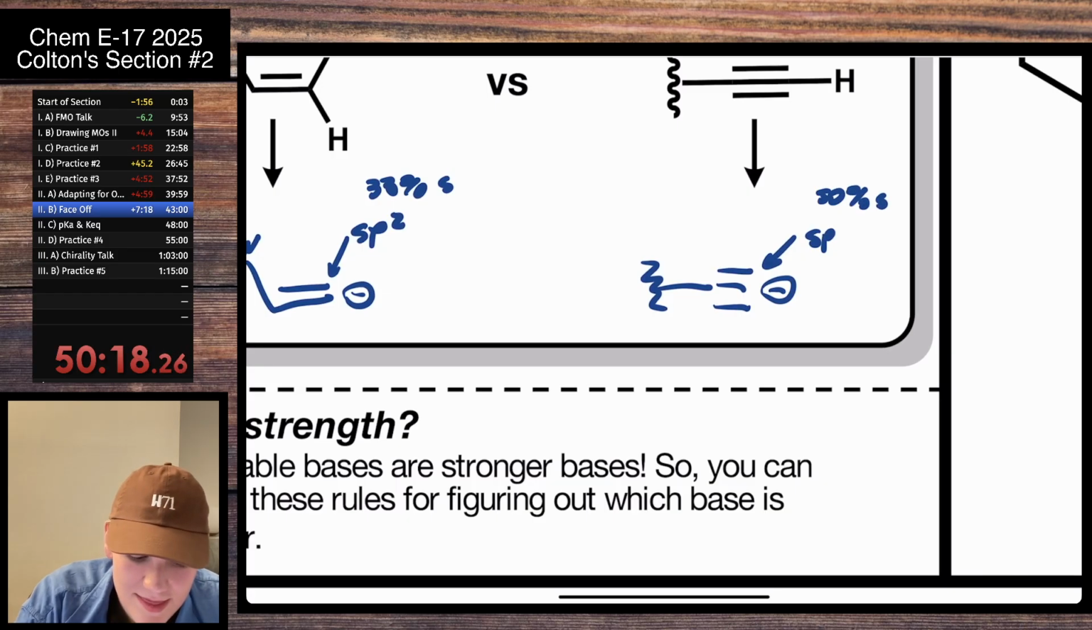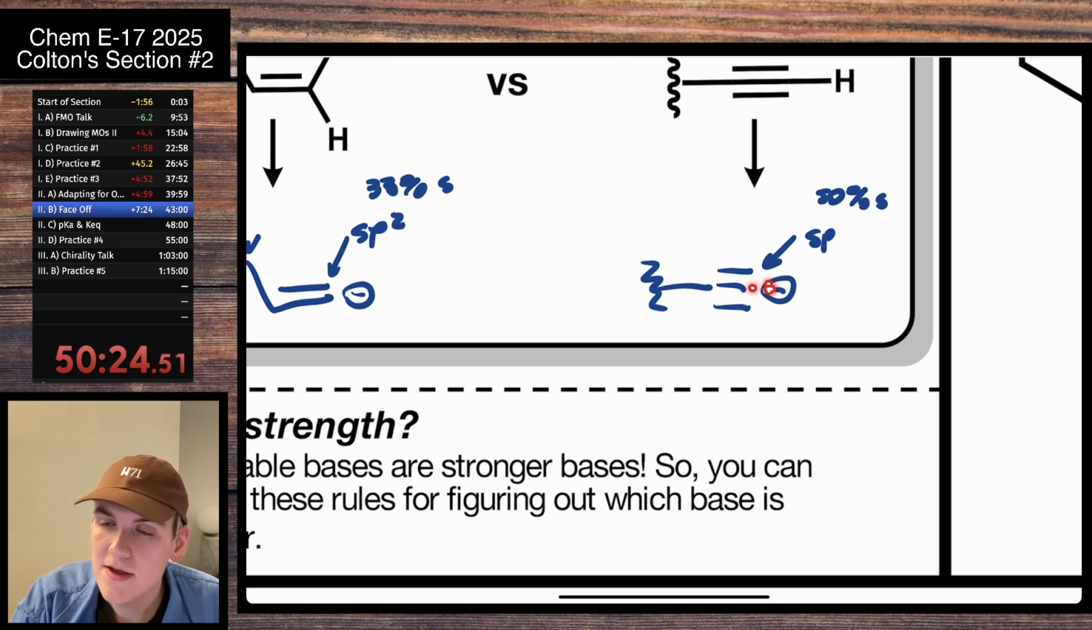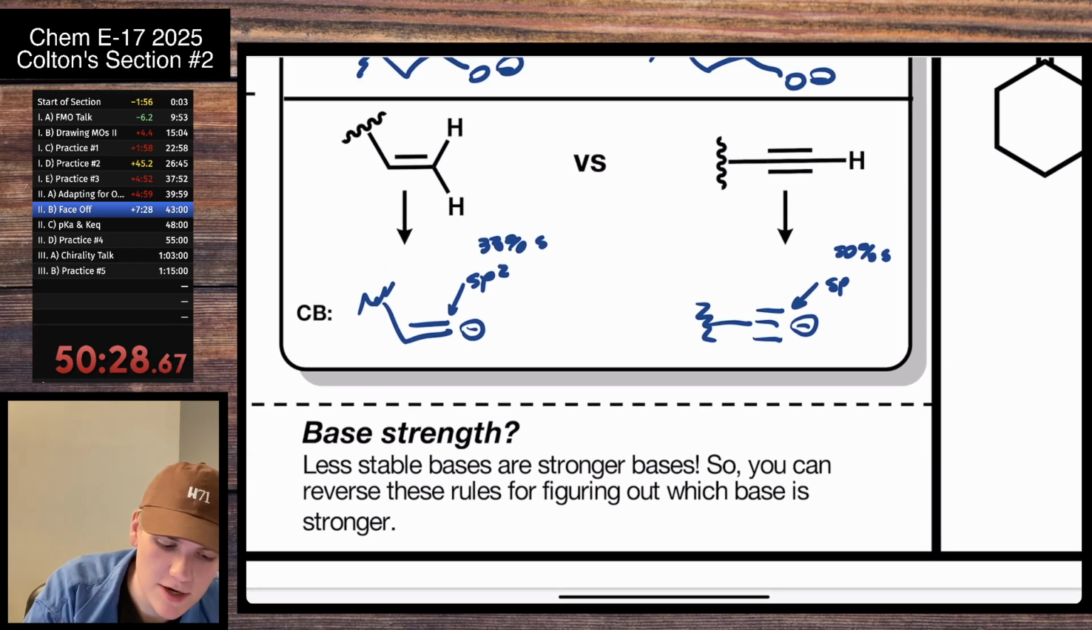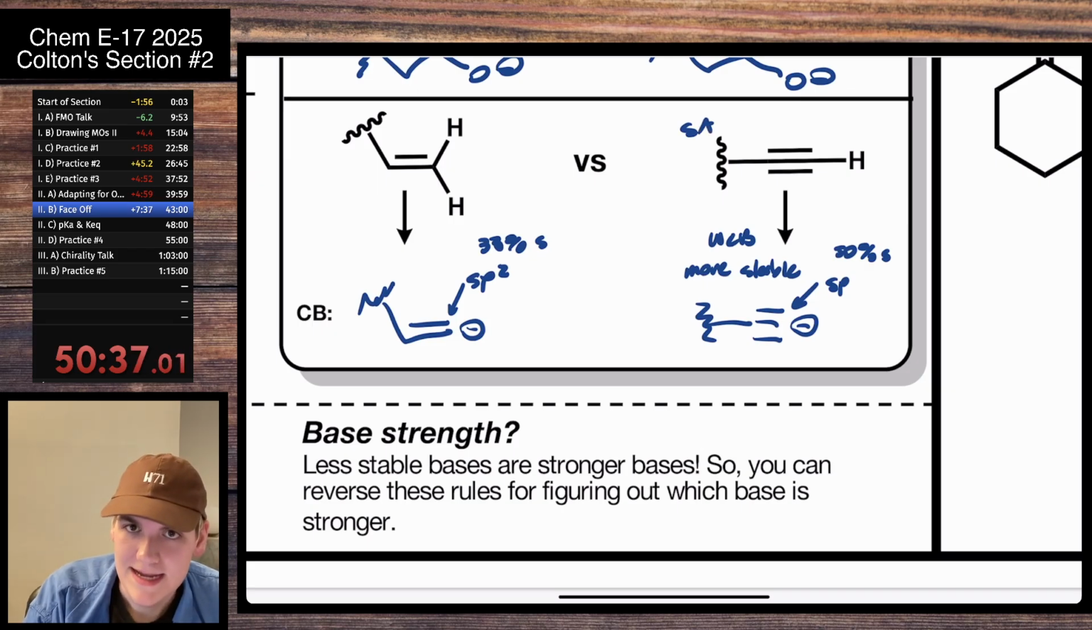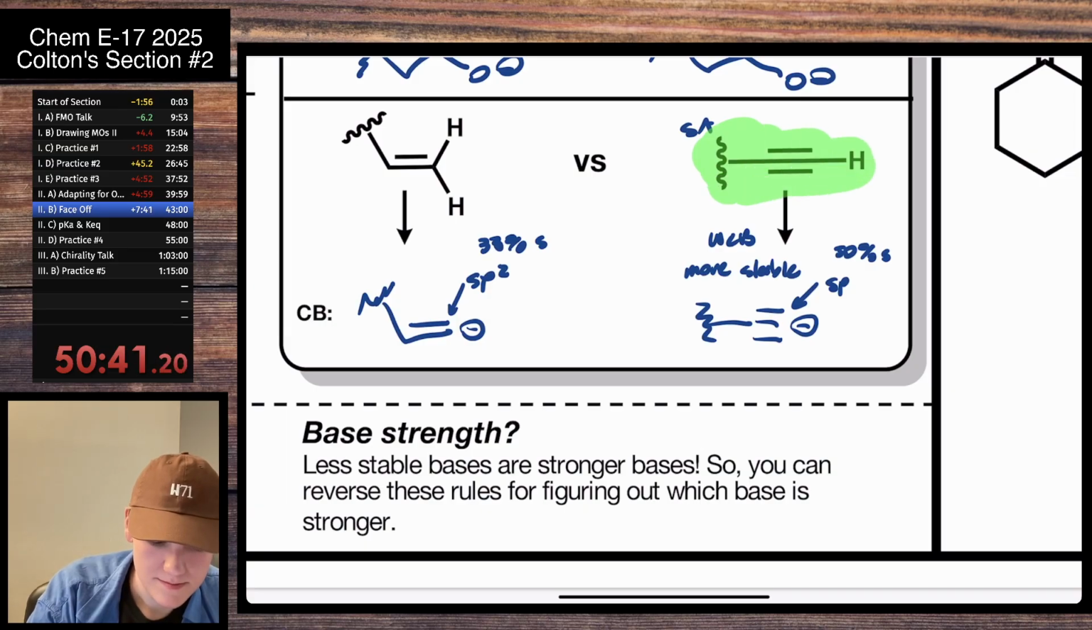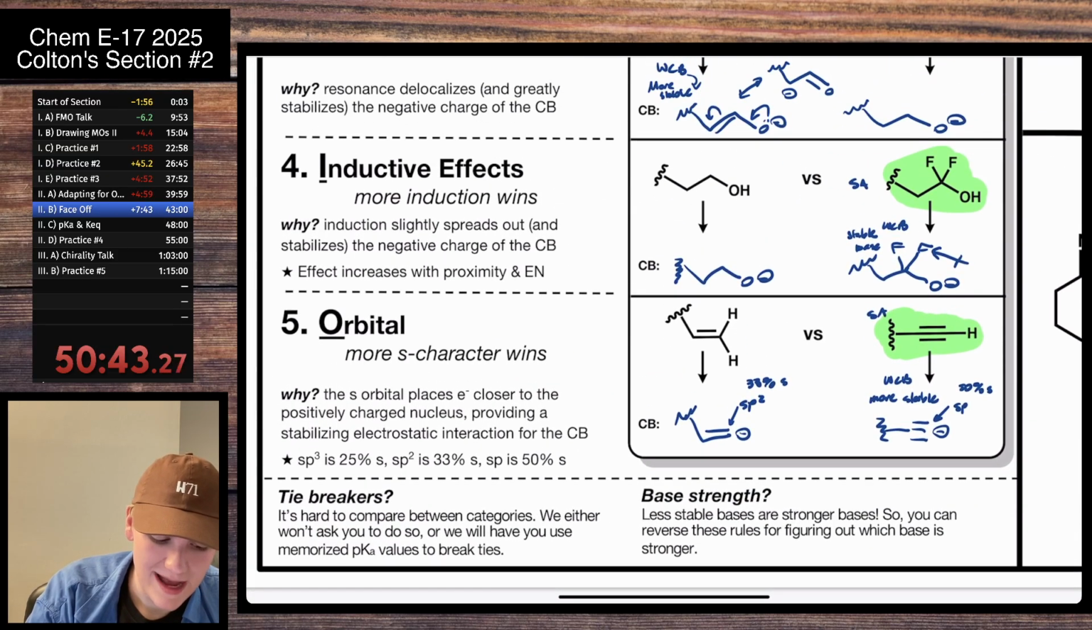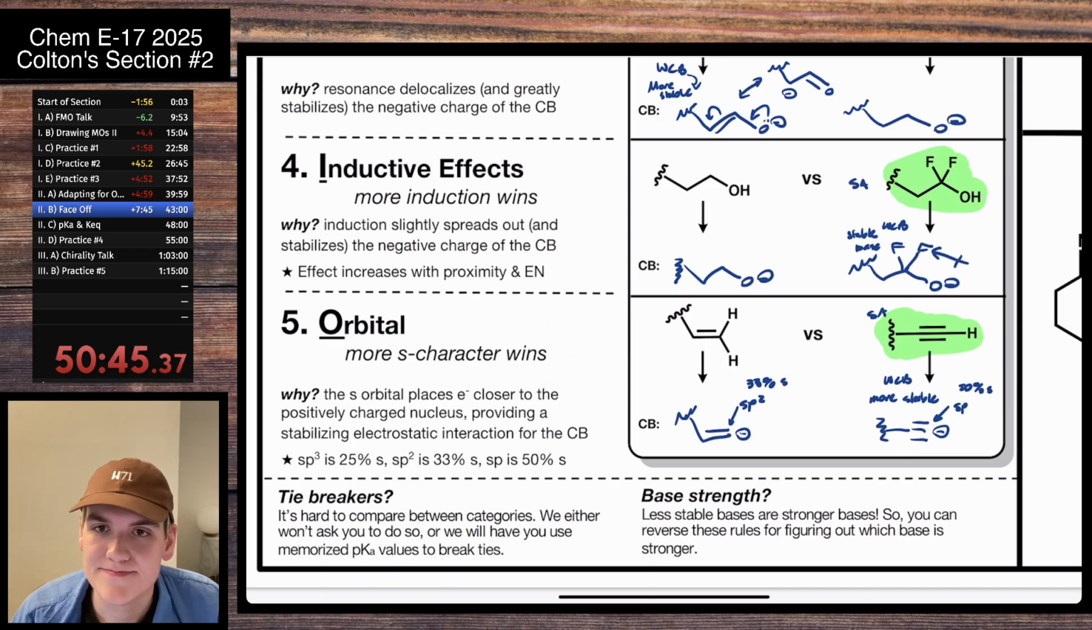So this lone pair over here in an sp orbital is keeping its electrons closer to the nucleus, which is going to be more stabilizing. So this sp with a negative charge is going to be a more stable molecule. So this is our weaker conjugate base, which means this alkyne up here, the carbon-carbon triple bond, is our stronger acid. And our general rule is more s character is more acidic.